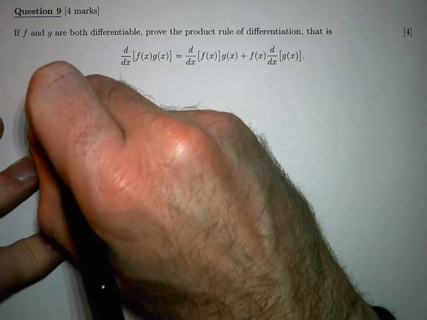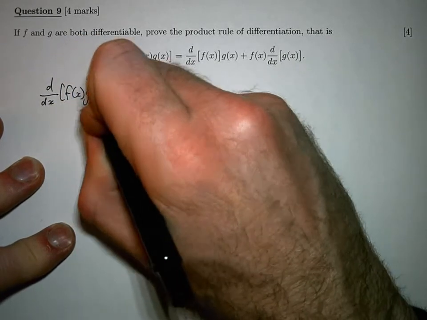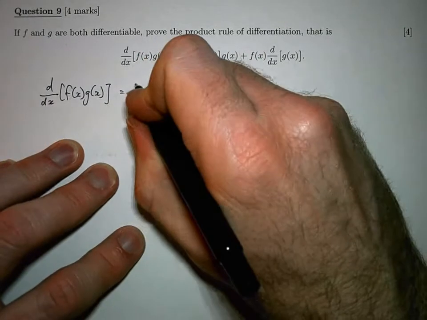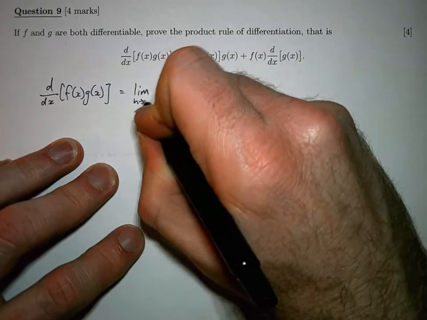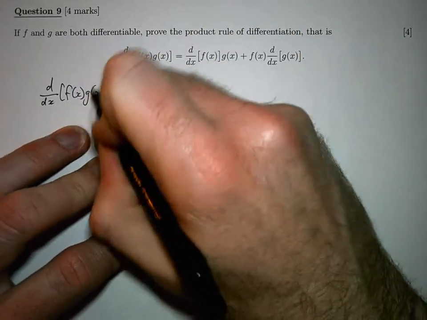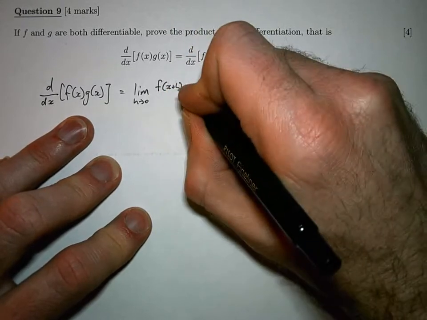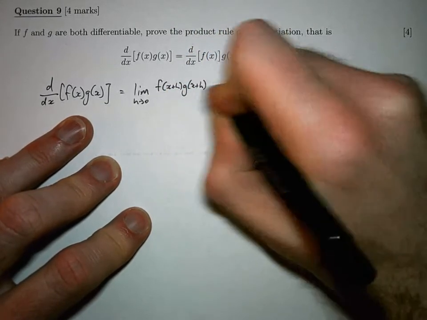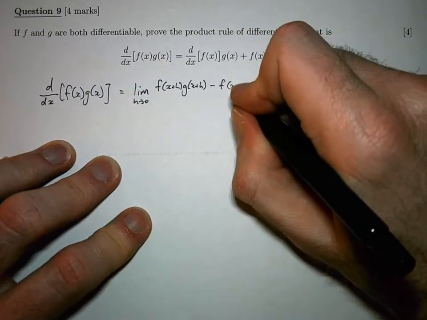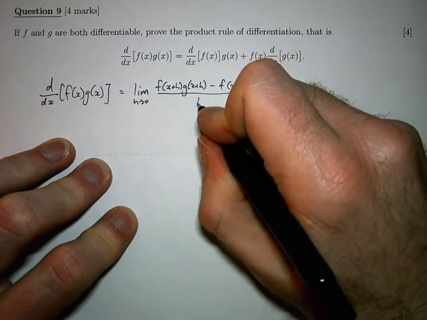We've got the derivative with respect to x of f of x times g of x, and we're just going to use the definition of the derivative. This is equal to the limit as h approaches 0 of, now we take our function of x plus h, so in this case it's f of x plus h times g of x plus h minus just the function evaluated at x, so that's going to be f of x g of x, all over h.